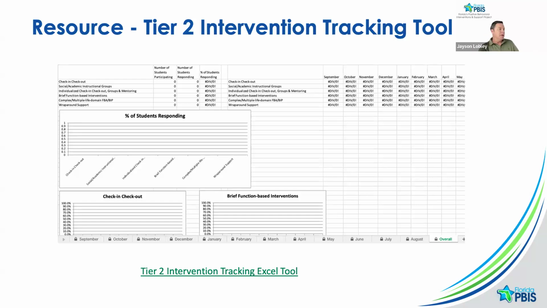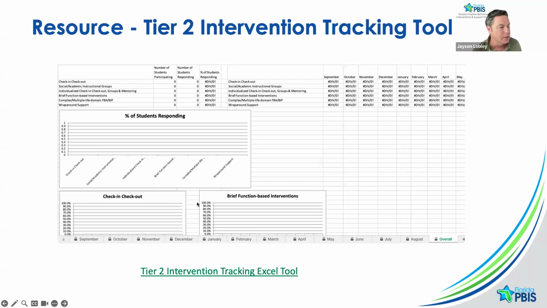Sorry, go on. No problem. And here's some more tools to help you do that. Yeah, this is another tool that we've provided for you. It's a tier 2 intervention tracking tool. Also another Excel tool, and this can track across months, and it looks at the number of students that are responding to each of the interventions. As you can see here, for percent of students responding in that first graph, we'll get a bar graph for your check-in, check-out, or perhaps your academic or social instruction. You can insert all of the different interventions that you're providing at your school and simply plug in some data there, and you'll wind up getting individualized graphs for each of those.